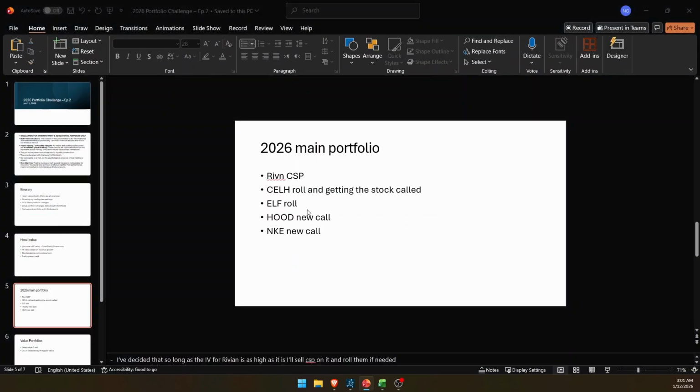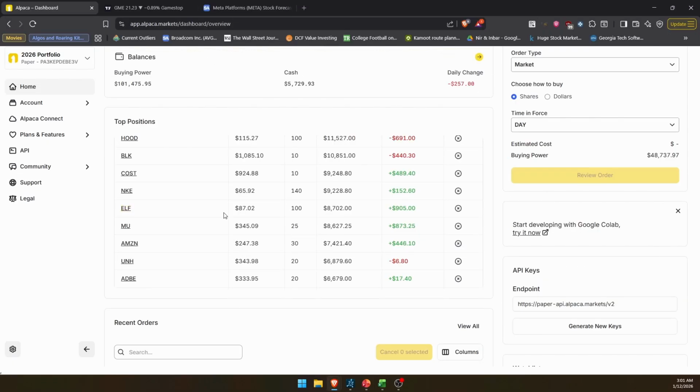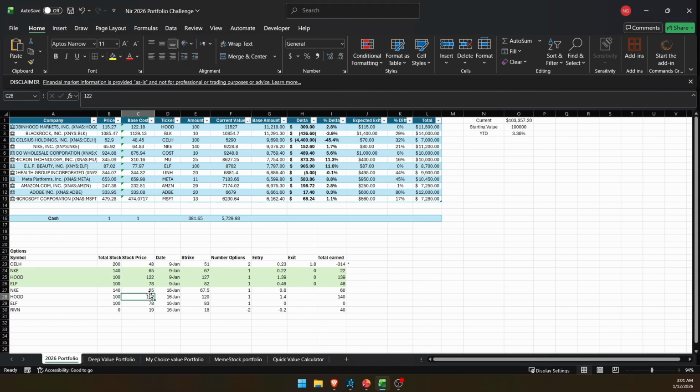And then the ELF. My previous call was to 82. Let me check. I actually tracked this. So my previous ELF call strike price was 82. I rolled it up to 83. It's at 87. I do think it should be going up, but not as quickly. I have ELF at expected exit of 87. So this is basically fair value right now.